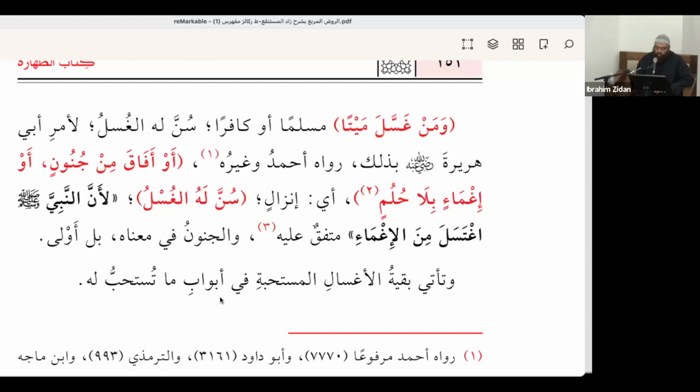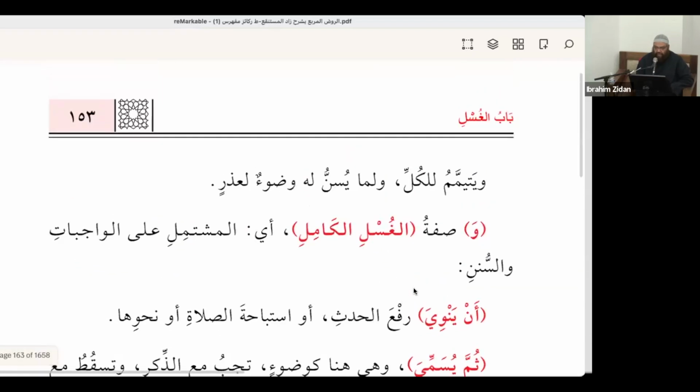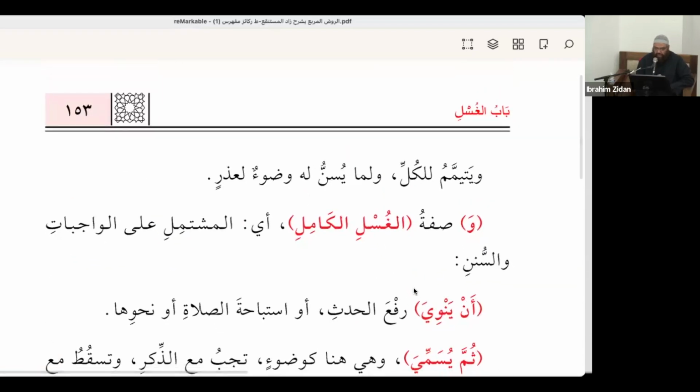Then he says: and he makes tayammum for all of them, and for what wudu is sunnah for due to an excuse. Here it says that if it's a recommended ghusl, that means if a person doesn't do it, he's not to be blamed. There's no sin. But it's also recommended, if he doesn't have water, to make tayammum for that ghusl that is mustahab. The tayammum is for the mustahab.